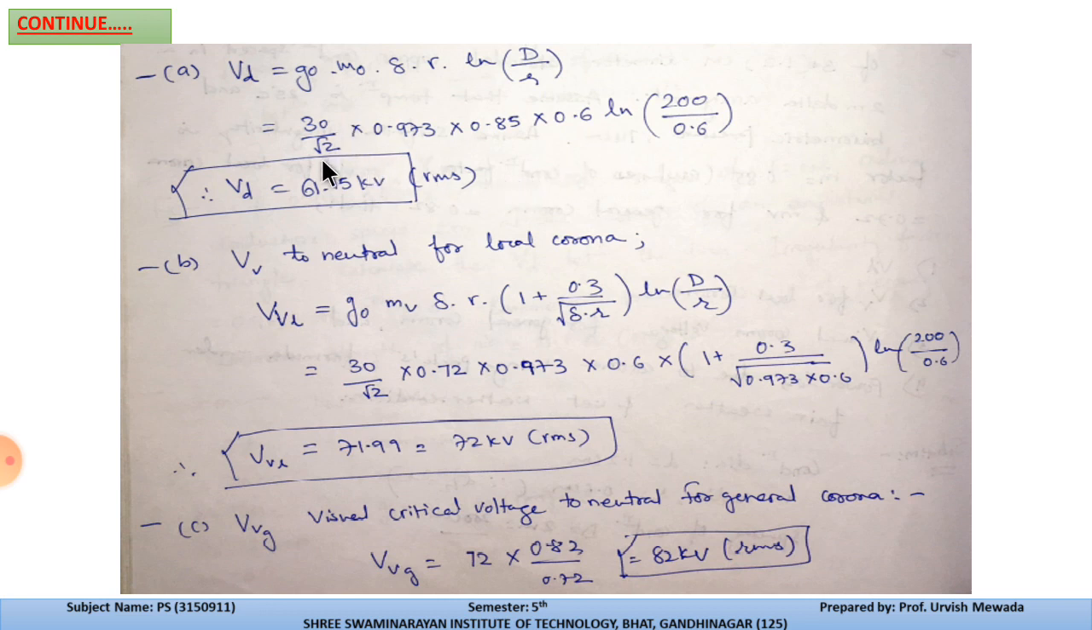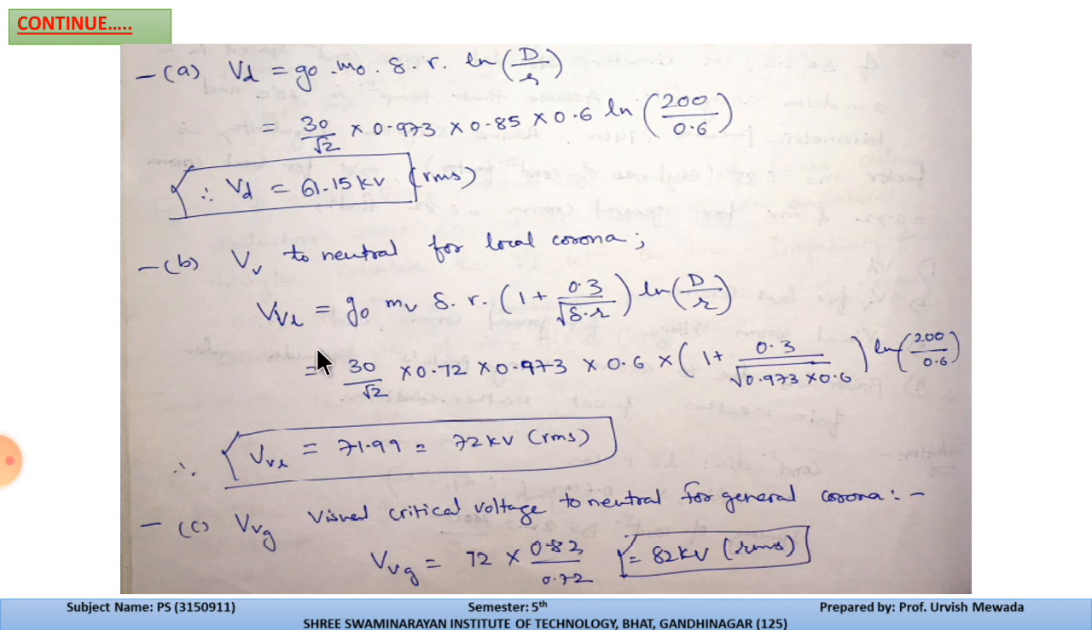So g0 is 30 by root 2 into m0 is 0.973 into 0.85 into 0.6 ln. The value of d is 200 and r is 0.6. From that, if we calculate this, we can find out the value of Vd, and Vd is equal to 61.15 kV rms.